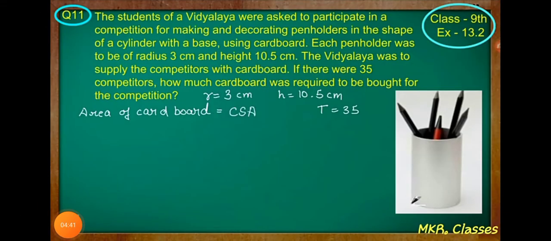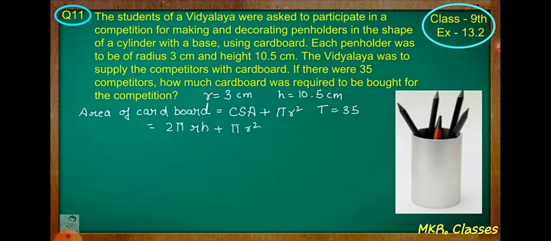Now the next question. The students of a Vidyalaya were asked to participate in a competition for making a decorative pen holder in the shape of a cylinder using cardboard. Each pen holder was having a base radius 3 centimeter and height 10.5 centimeter. The Vidyalaya supplies competitors with cardboard. If there are 35 competitors, how much cardboard was required to be brought for the competition?